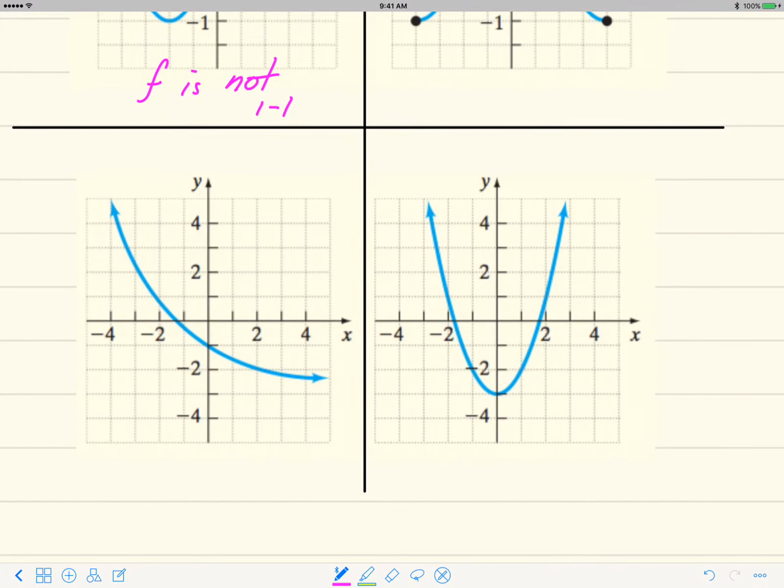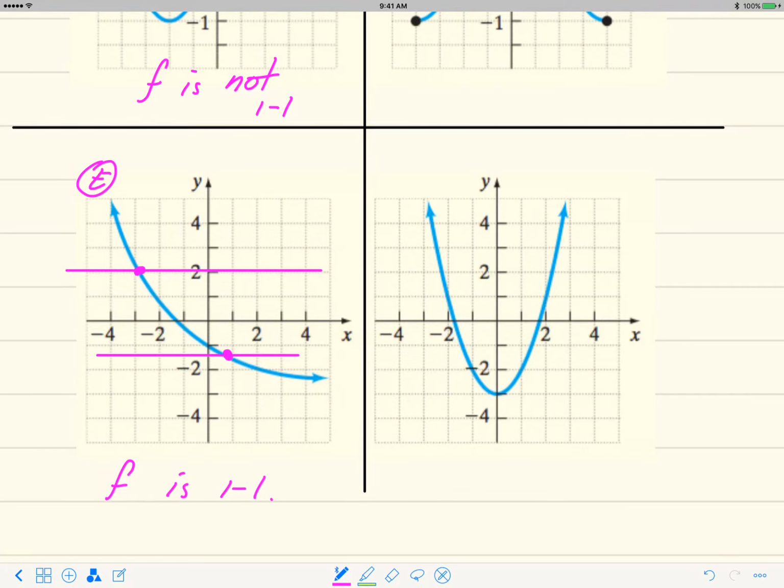Now let's look at two more examples here, this one here. So I want to think of a way to draw a horizontal line that intersects this graph more than once, and I can't. If I draw one here, then this has one intersection point. Okay, so I'll try another one. If I draw it here, then again, this line has one intersection point. So there's no way you could draw a horizontal line that would intersect this more than once. Okay, so every horizontal line will intersect this graph at most once. So this function f is one-to-one.